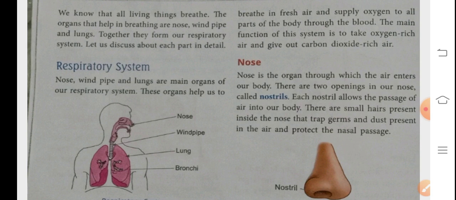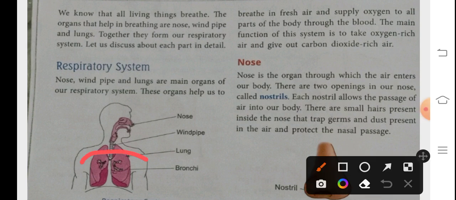So we breathe fresh air. In that air there is a maximum amount of oxygen, and this oxygen gets exchanged here in the lungs, and the carbon dioxide gets released. The oxygen absorbed in the lungs mixes with the blood, and the heart pumps the blood and supplies it to all parts of the body. So this is the complete procedure.